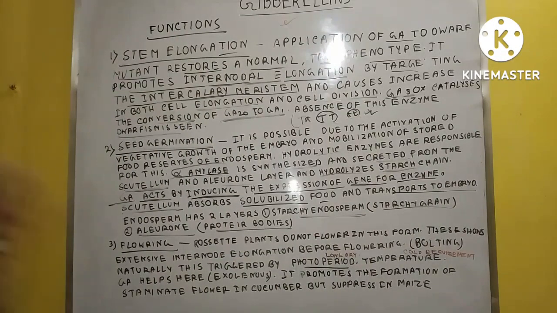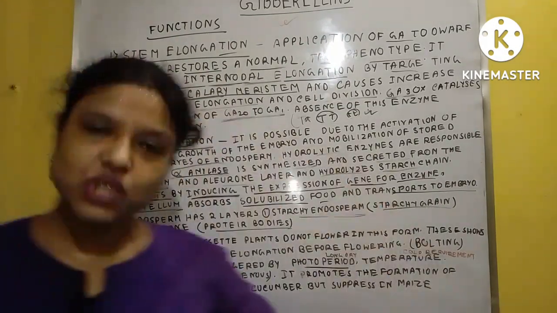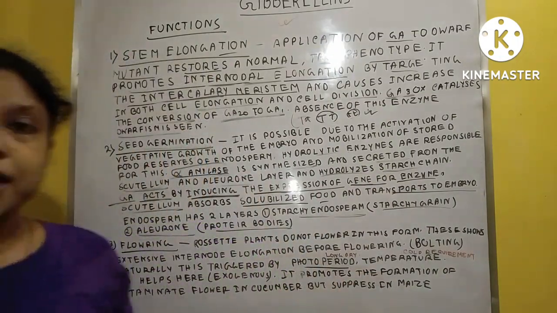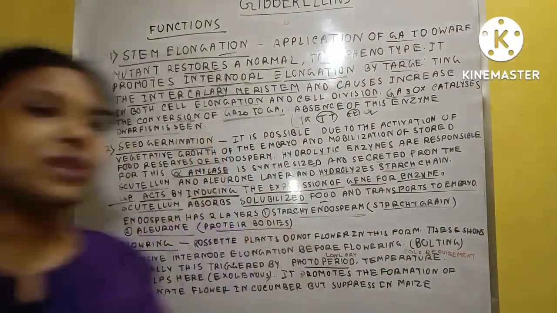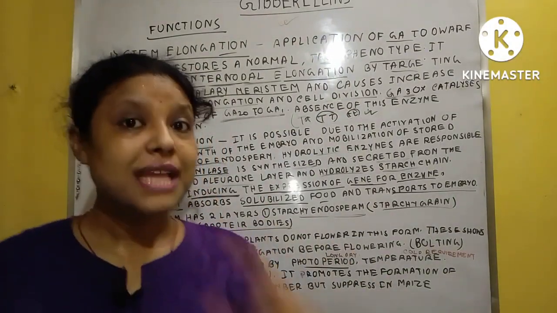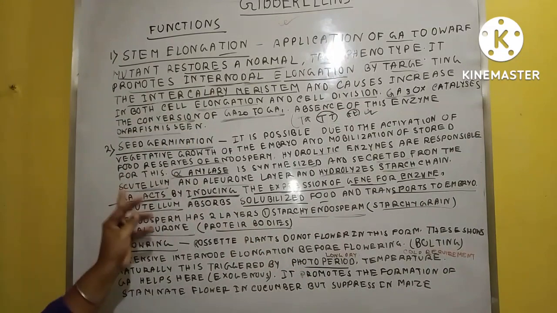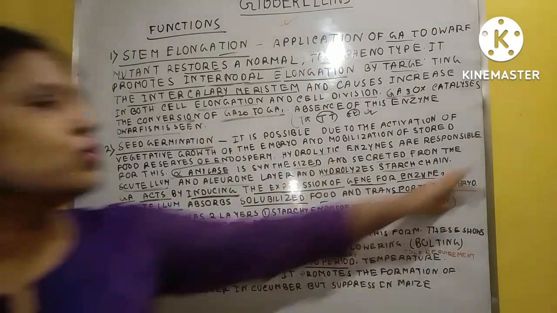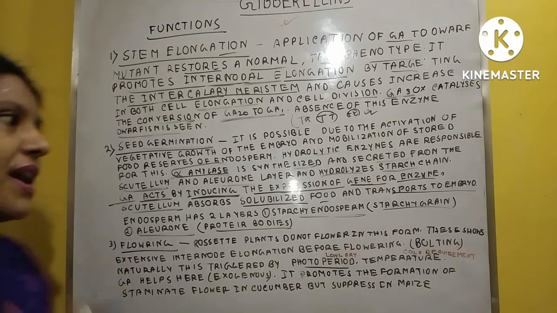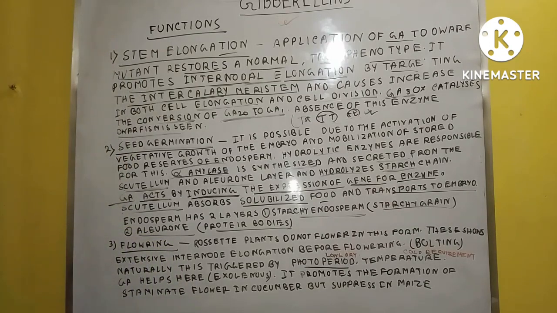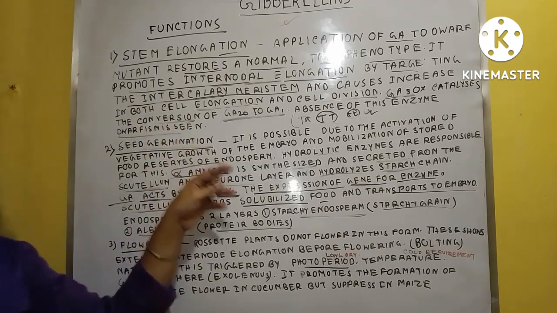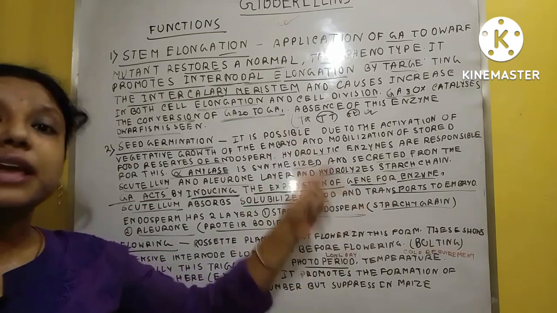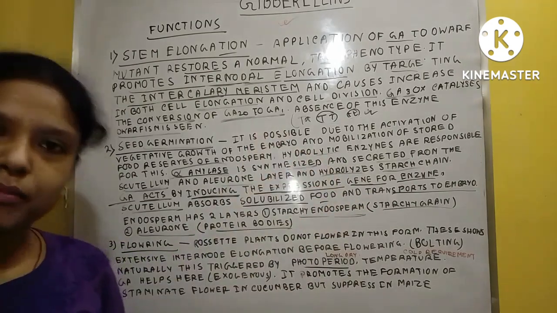So gibberellin first activates the gene that is very important for the activation of alpha amylase or other hydrolytic enzymes, and these enzymes help to solubilize the reserve food present in the endosperm. And the scutellum absorbs this food and then transports it to the embryo. So this food is very important for embryo development. So in this way, in seed germination, gibberellin helps in the development of the embryo.